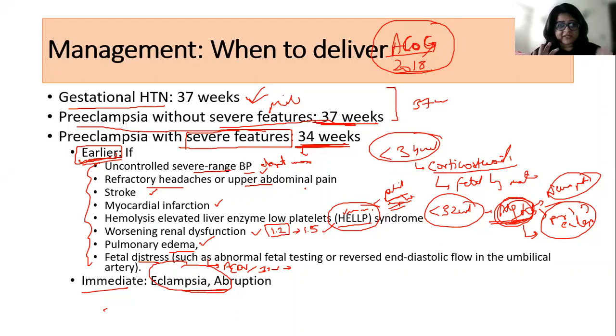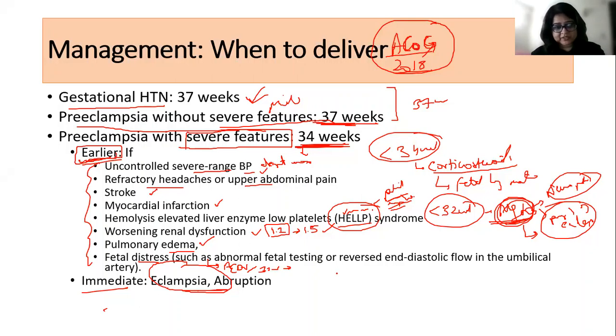I will repeat once again. Gestational hypertension, mild preeclampsia, 37 weeks. Preeclampsia with severe features, 34 weeks or earlier if you have any of these features, and immediate termination if there's eclampsia or abruption. If less than 34 weeks, in any scenario in obstetrics, if you have time, give corticosteroids. Less than 32 weeks, if you have time, give magnesium sulfate for neuroprotection. In eclampsia and severe preeclampsia, give magnesium sulfate for prevention of eclampsia also.